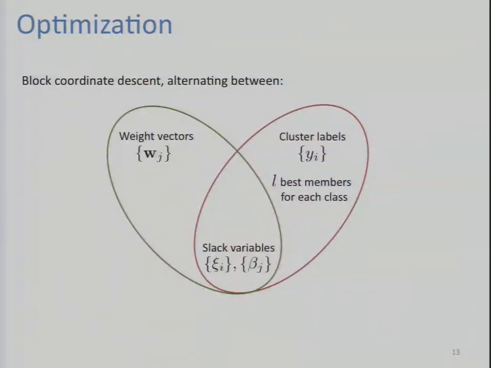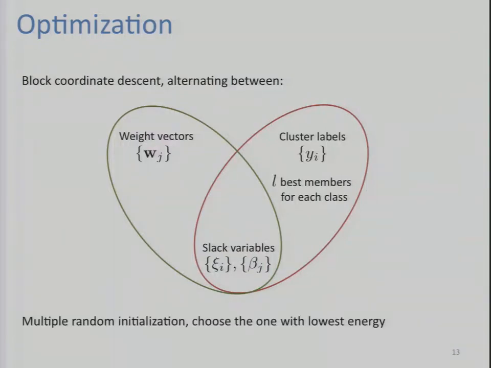All right. So the bad news is MMC is not convex, but we can use block coordinate descent to optimize it. For example, in the first step of one iteration, we can fix the weight vector and optimize with respect to the cluster label and the slack variables. And in the second step, we can fix the cluster label and optimize with respect to the weight vectors. In our implementation, we use multiple random initializations and we choose the one with the lowest energy.